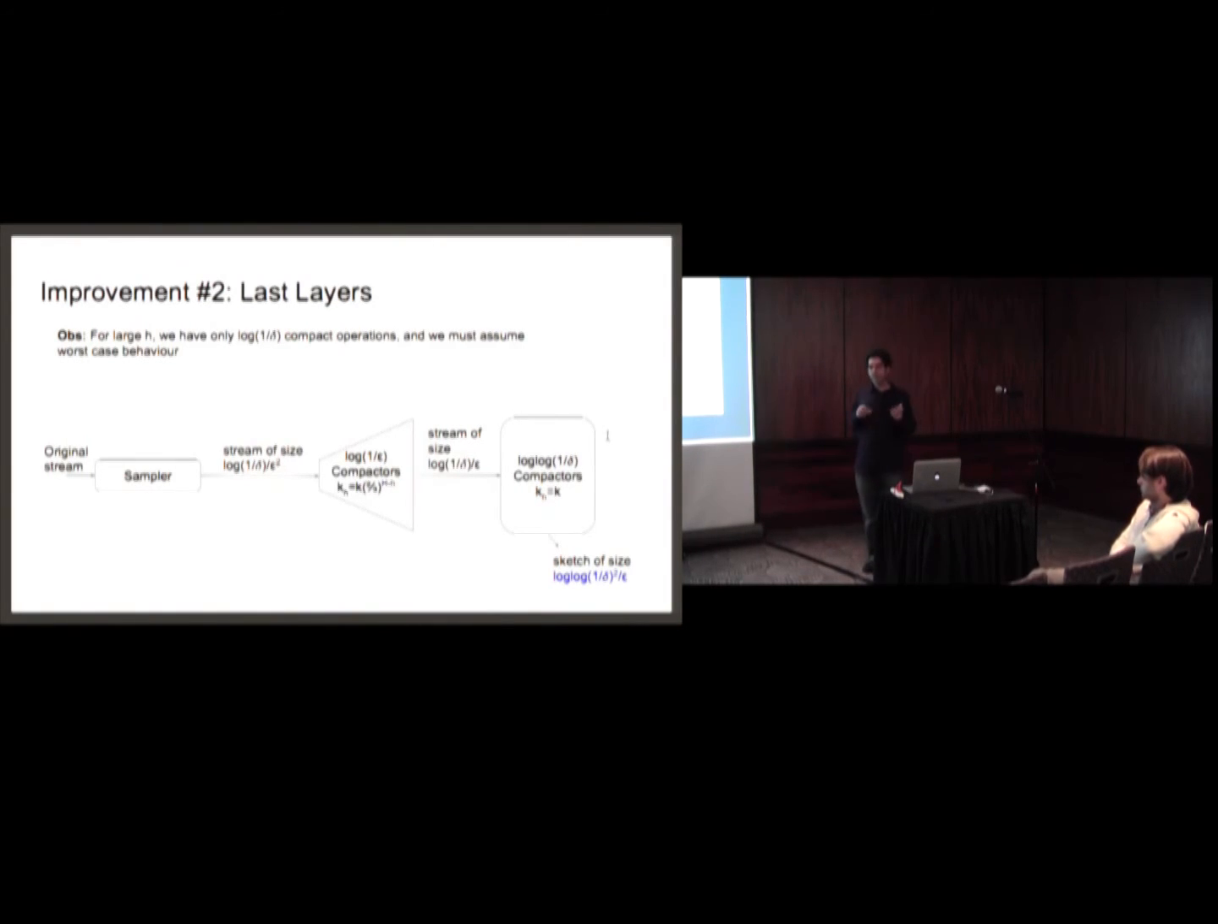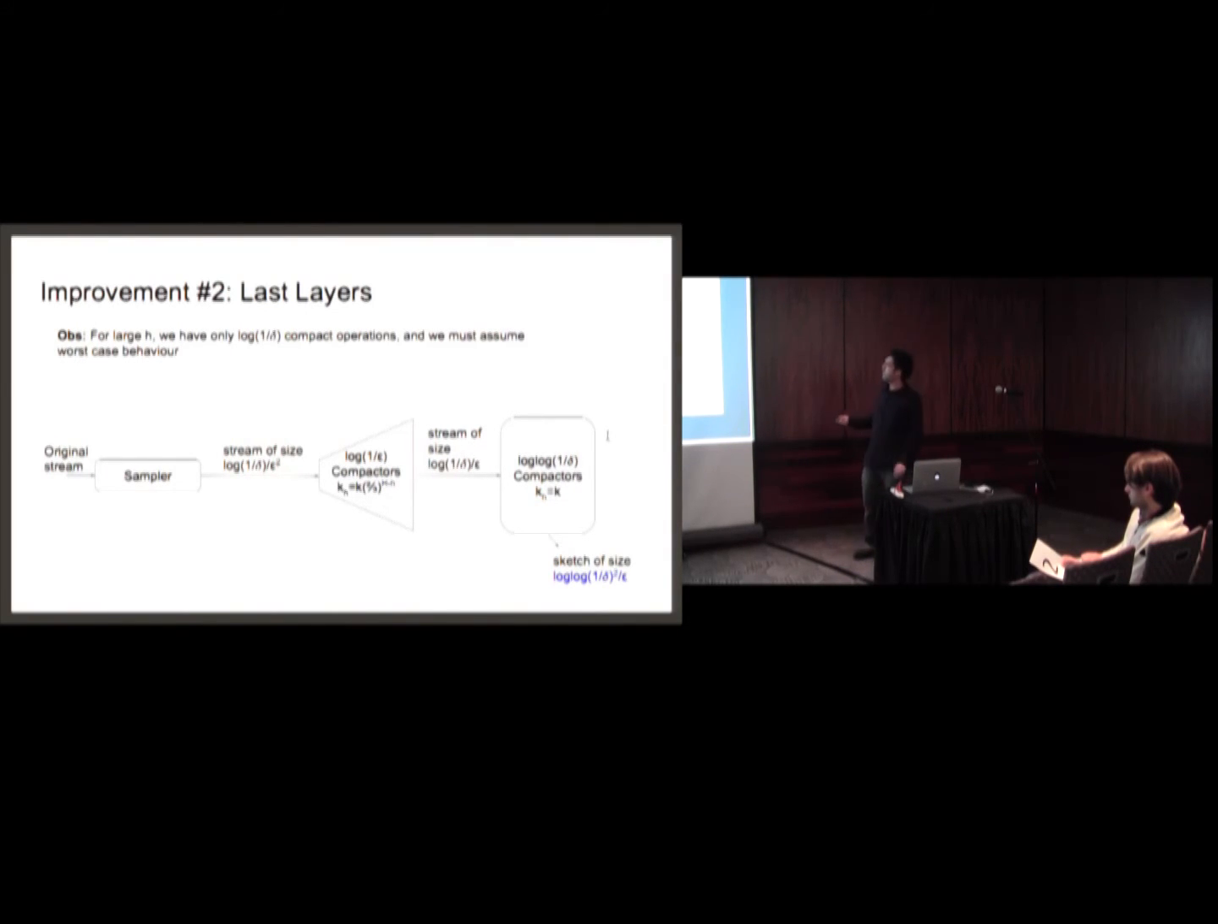And if I'm going to handle the worst case scenario, then I'm actually better off just giving it the maximum capacity. So oddly enough, what you need is the same thing as before, but the log 1 over delta top compactors should have a capacity of K. And this thing is still mergeable, and it gives you a sketch of size doubly logarithmic, like log of 1 over delta, squared over epsilon.